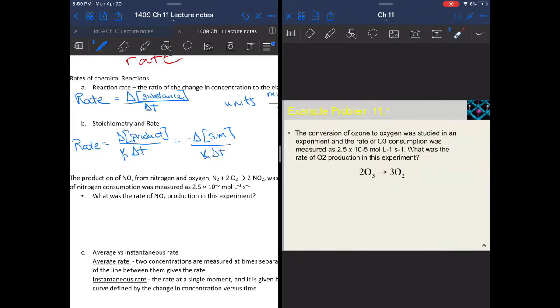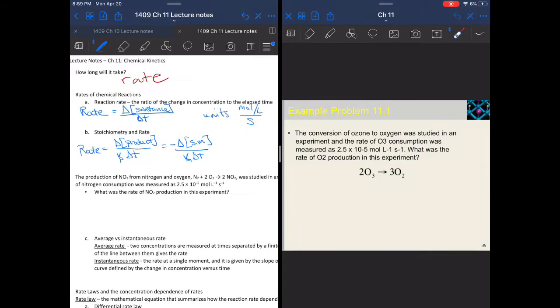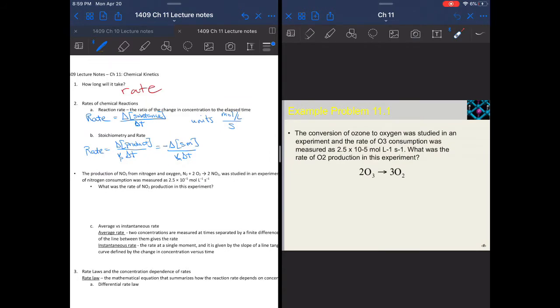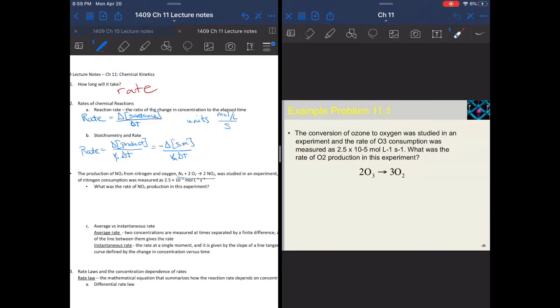Now, how does that play out? Instead of working the problem in the slides, I have a problem over here that's in your book. We're looking at the production of NO2 from nitrogen and oxygen. This was studied, and the rate was determined to be 2.5 times 10 to the negative fifth moles per liter per second. That is the rate at which the nitrogen was consumed, so that is the rate at which the N2 is going away.